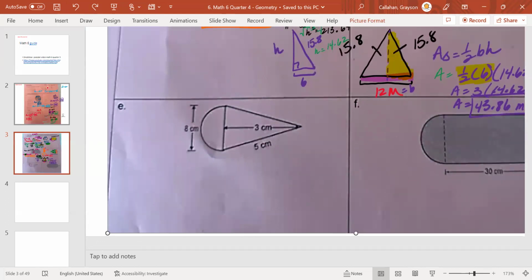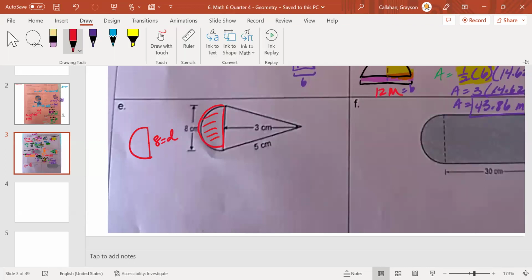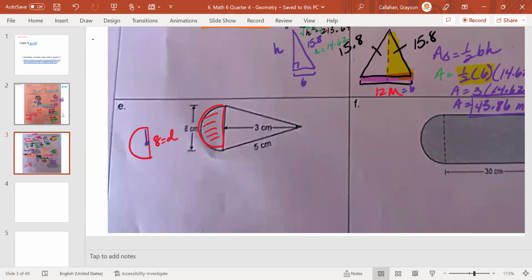Okay, for this one, you have half of a circle, right? That looks like this. You know, this part right here is 8, right? Okay, so then that's the diameter. So then what is your radius? Half of a diameter. So what's half of that? Okay, area of a circle is pi r squared.